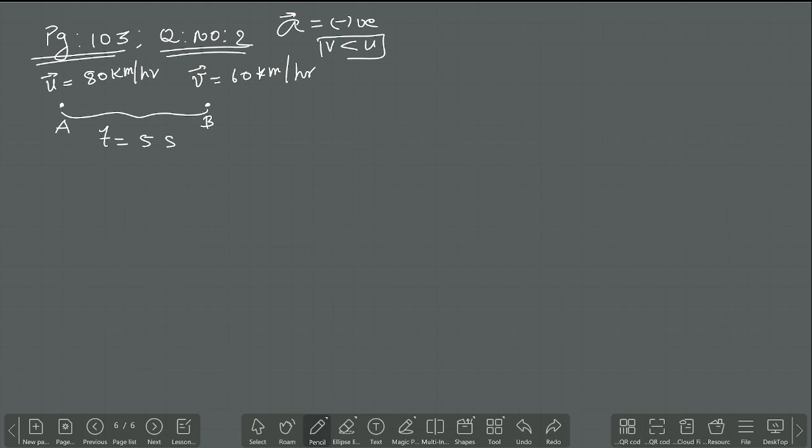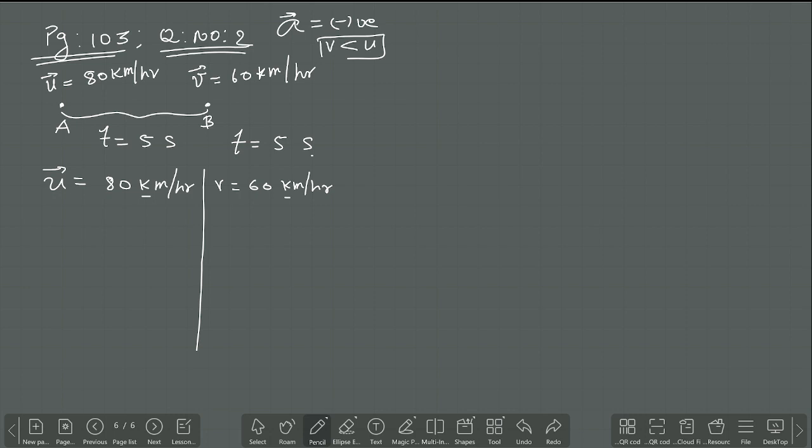Now write all the data. So U is equal to 80 kilometer per hour. V is equal to 60 kilometer per hour, and time taken, I will just write over here, T is equal to 5 seconds. So first what do you need to check? Units. So over here time is given in seconds, but velocity is given in a larger unit.